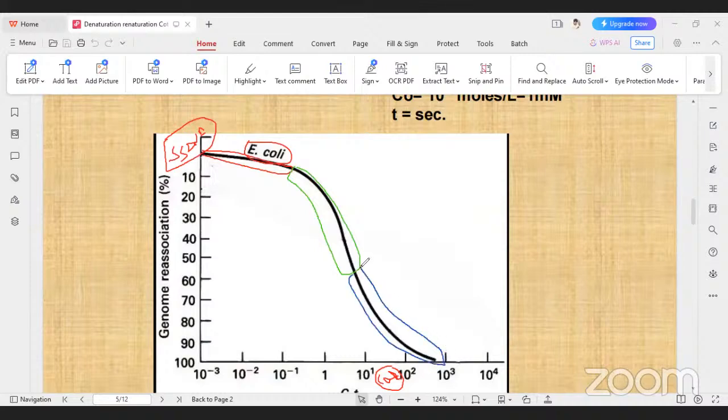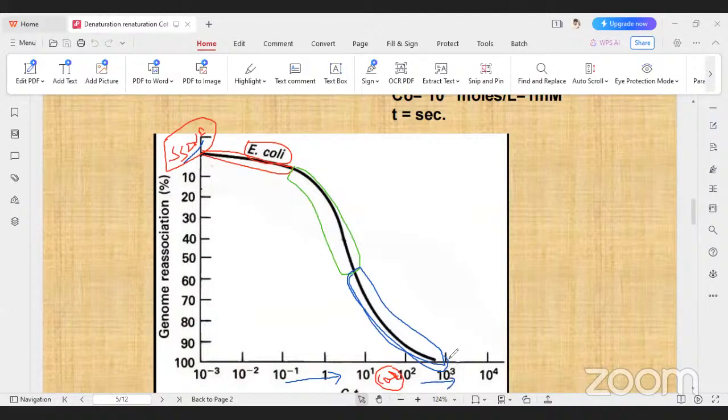Now reassociation is completely increasing here. At the start, at 10 to the minus 3, here only single stranded DNA. Now tell me, is the single stranded DNA percentage decreasing or increasing? When you give the proper time and buffer solution, automatically what happens? This graph shows decreasing single stranded DNA, and it shows the Cot value increasing. Increasing Cot value means what? Increasing reassociation of DNA.